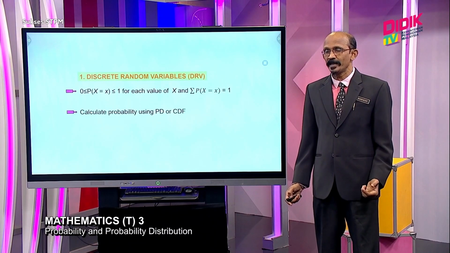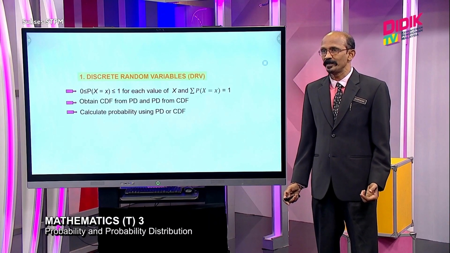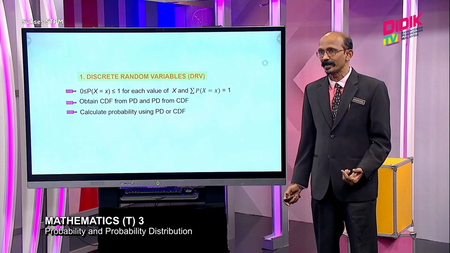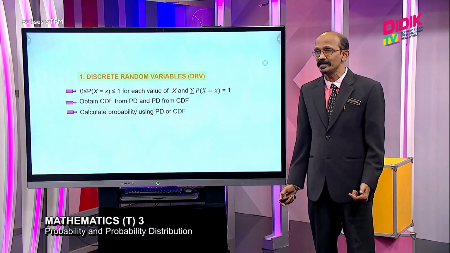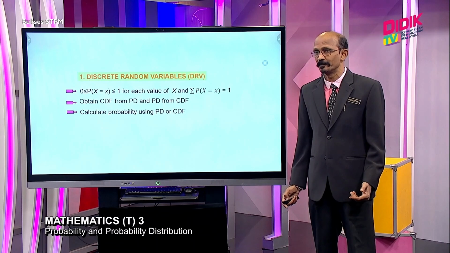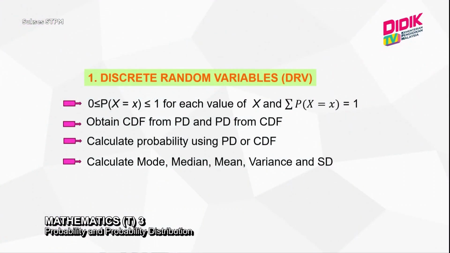Next part, you should be able to calculate probability using PD and CDF, and then you should be able to obtain CDF from PD and PD from CDF. And then the last part, you must use the correct formula to calculate mode, median, variance and standard deviation. This one is much simpler because we mostly only use summation. Most of the cases we use summation.